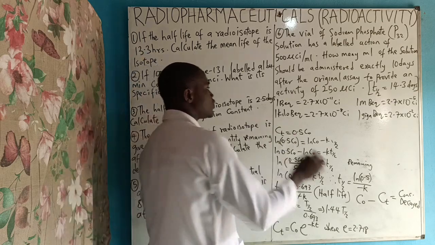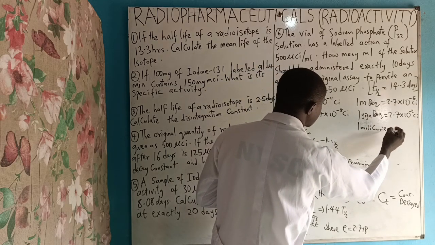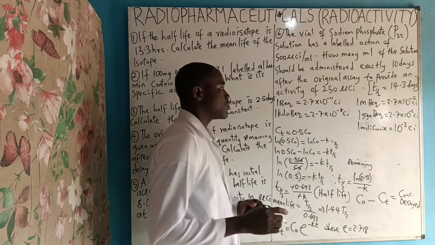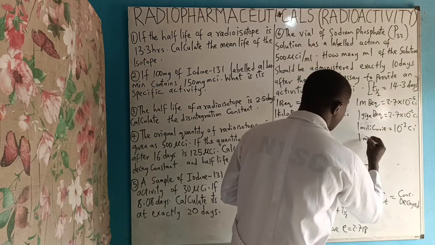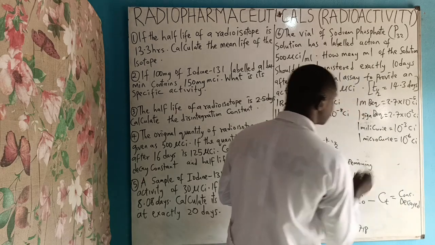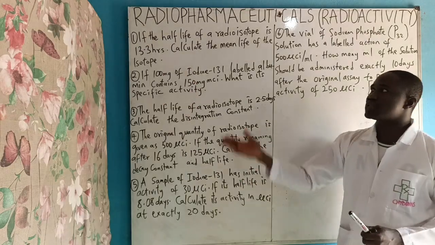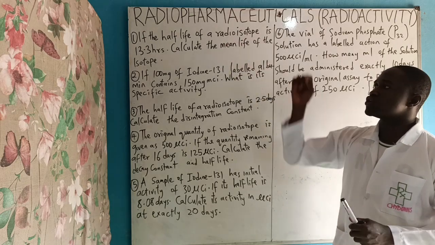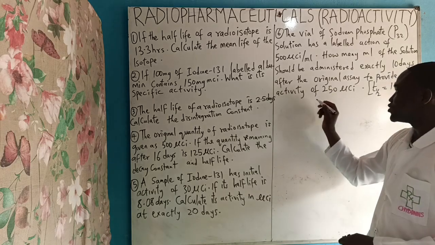And so, 1 millicurie simply means 10 raised to the power minus 3 curie. Then 1 microcurie is equal to 10 raised to the power minus 6 curie. So, like that, you have to note all these conversions. They are very important. Let's see how to solve all these problems we have on the board. 1. If the half-life of a radioisotope is 13.3 hours, calculate the mean life of the isotope. Solution.